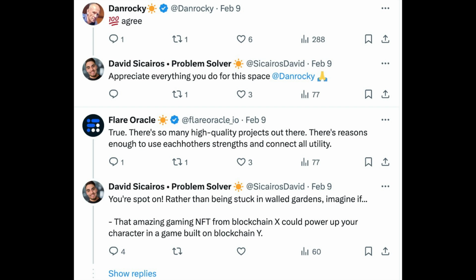You're spot on. Rather than being stuck in walled gardens, imagine if that amazing gaming NFT from Blockchain X could power up your character in a game built on Blockchain Y. And this reminds me of Gala Games, the Gala Collective. Hopefully what we're going to see with Spider Tanks, hopefully what we're going to see with the assets from Mirandus, hopefully this stuff will get used in more places than just one. The Vox assets. Think about it.